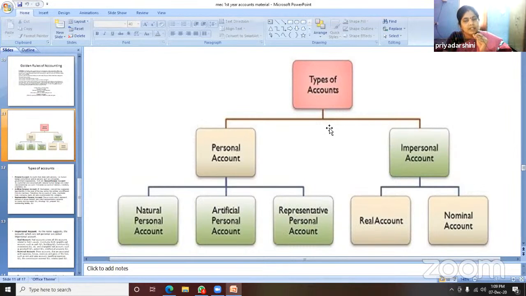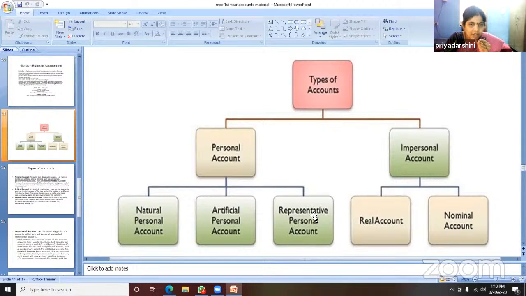What is an artificial person then? Some companies and banking institutes run their business on the name of a person. For example, Reliance is the name. So they run on the name of a person, and it becomes artificial. All the business transactions are recorded under the company's account. Hence, it becomes an artificial person.